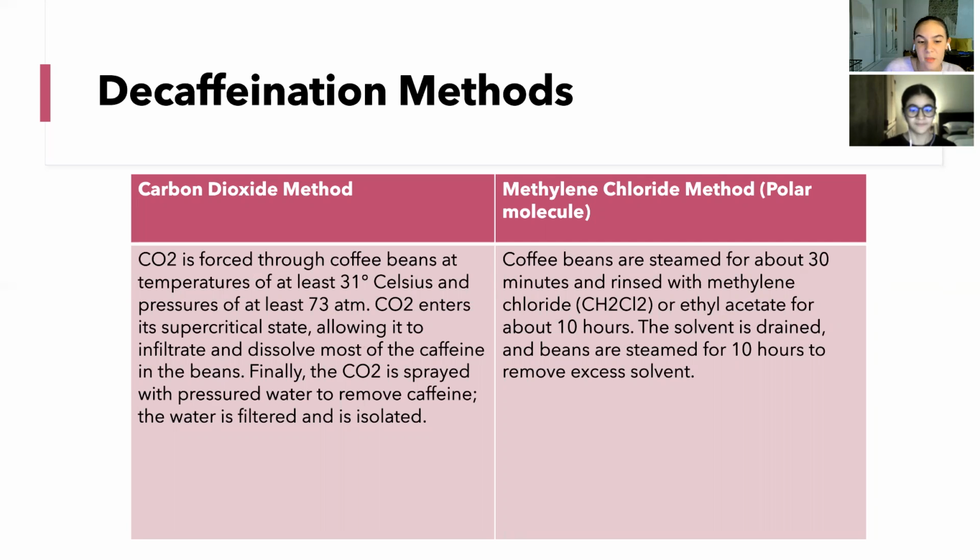And then the next method on the right shows where coffee beans are steamed, rinsed with methylene chloride, drained, and then steamed again to remove excess solvent.